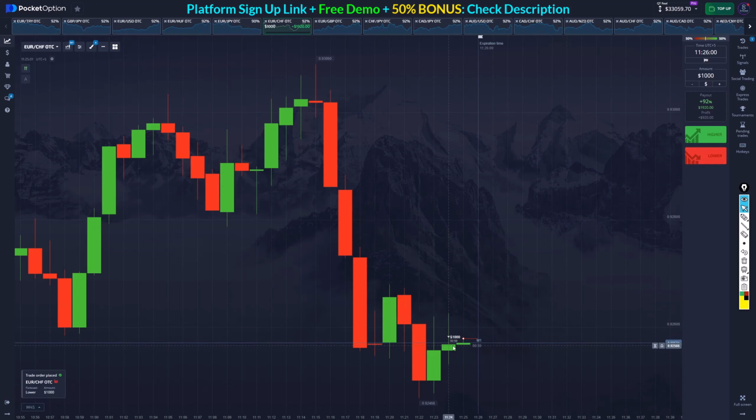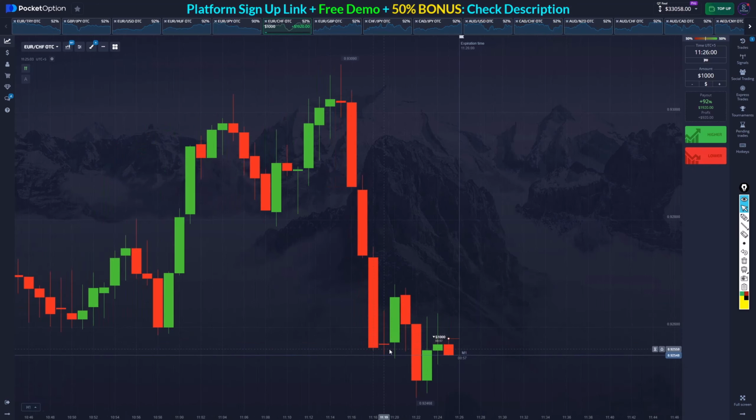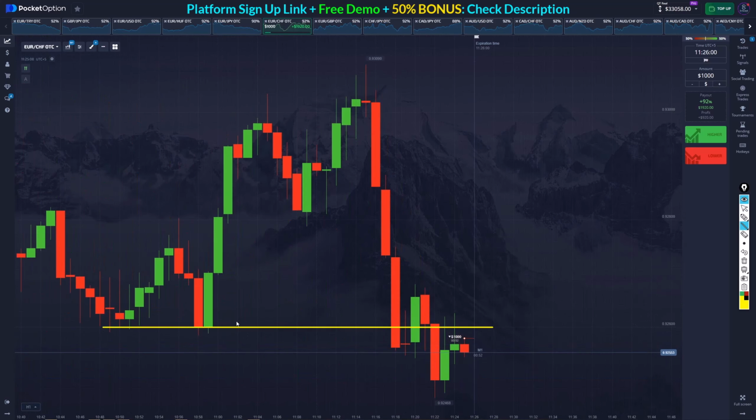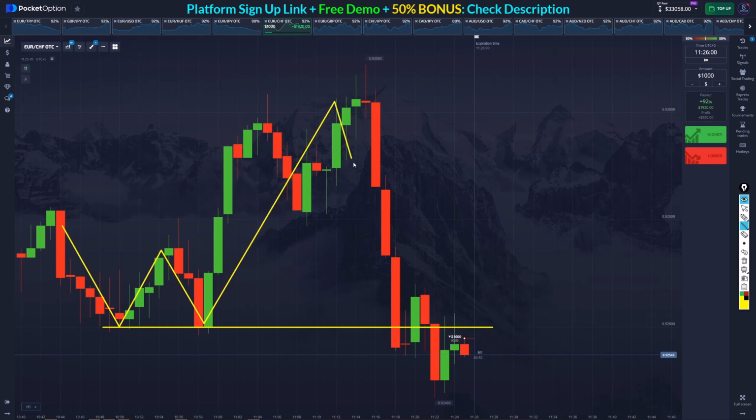I want to take a sell right here. I'm expecting a red candle here because this is a downtrend, minor and major downtrend, and now we broke this support. Okay, it was a strong support.